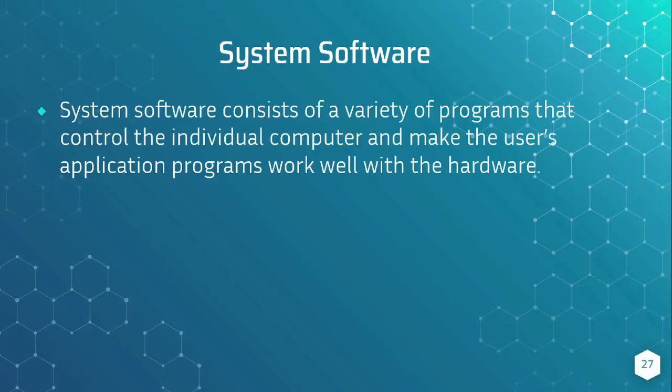System software. System software consists of a variety of programs that control the individual computer and make the user's application programs work well with the hardware. System software consists of a variety of programs that initialize or boot up the computer when it is first turned on, and thereafter control all the functions of the computer hardware and application software.